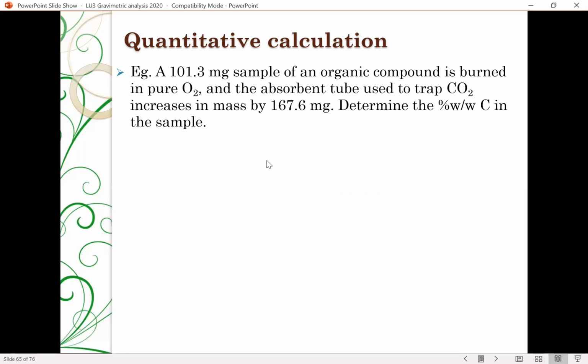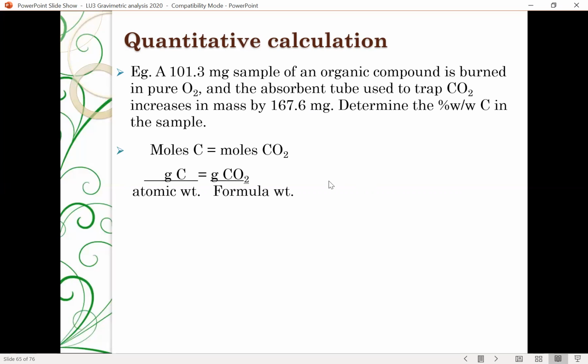Let's take a look at this quantitative application calculation. Let's say we have 101.3 milligram of sample in an organic tube, which is burned in pure oxygen. When we burn it in pure oxygen, it's a combustion process, and the adsorbent tube used to trap CO2 increases in mass by 167.6 milligram. Determine the percent weight to weight carbon in the sample. This is an example of elemental analysis.